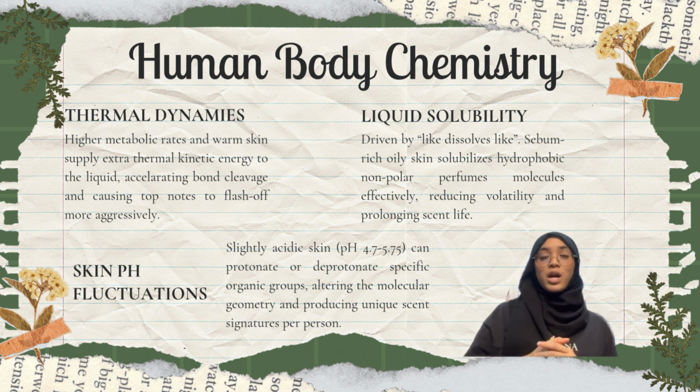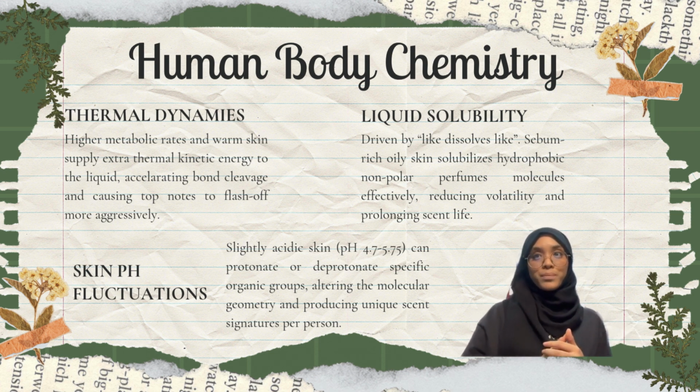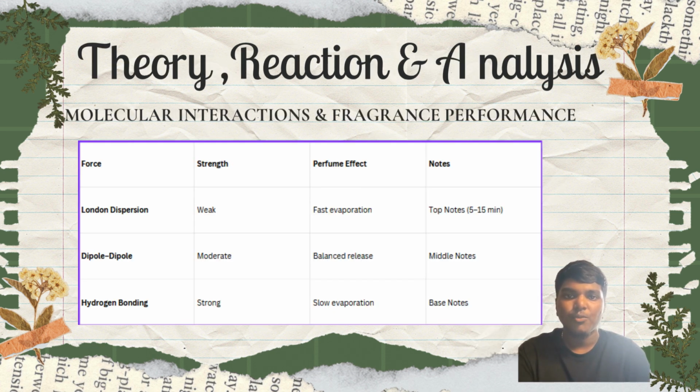Lastly, skin pH. Our skin is naturally slightly acidic, hovering between 4.7 and 5.75. Minor individual fluctuations in skin pH can cause partial protonation or deprotonation of specific organic functional groups. This subtly alters the geometric configuration of the scent molecules right before they reach your nose, creating a unique olfactory signature for every individual.